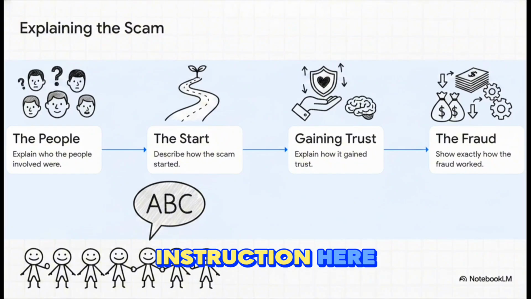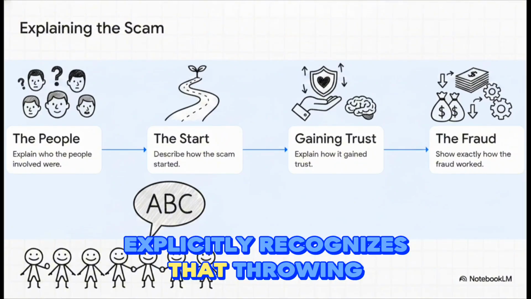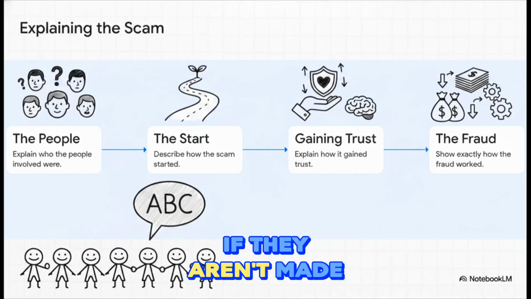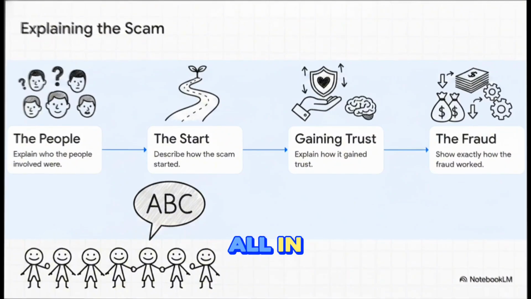But the most vital instruction here? Use simple language. The blueprint explicitly recognizes that throwing around complex financial concepts is just going to alienate the viewer if they aren't made easily digestible. So, you build the human element first, then you explain the mechanics, and you do it all in plain English.